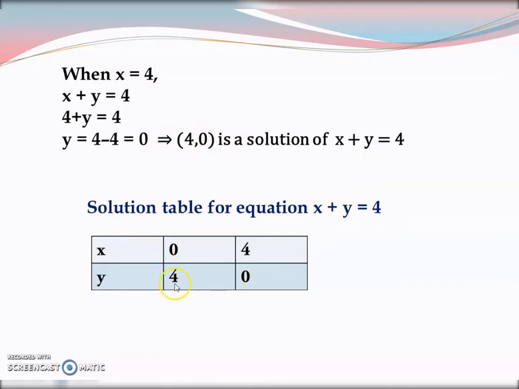Then I need to make a solution table like this. The solution table will give you all the values of x and y. At a glance you can see what the values of x are and, corresponding to that, what the values of y are. So from the solution table it will be easy for you to plot the graph. So once we find a set of solutions, we will make the solution table like this. For x is 0, y is 4, and for x is 4, y is 0.